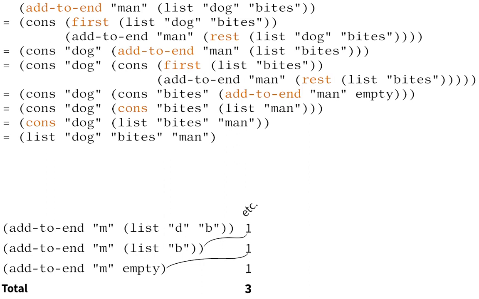To be careful here, the only reason we can fudge the numbers like this and treat 8 and 3 as about the same amount of time is that the difference between 8 and 3 doesn't get any bigger when the input to the program gets bigger. So our conclusion is, it takes 3 steps to add to the end of a 2-element list.